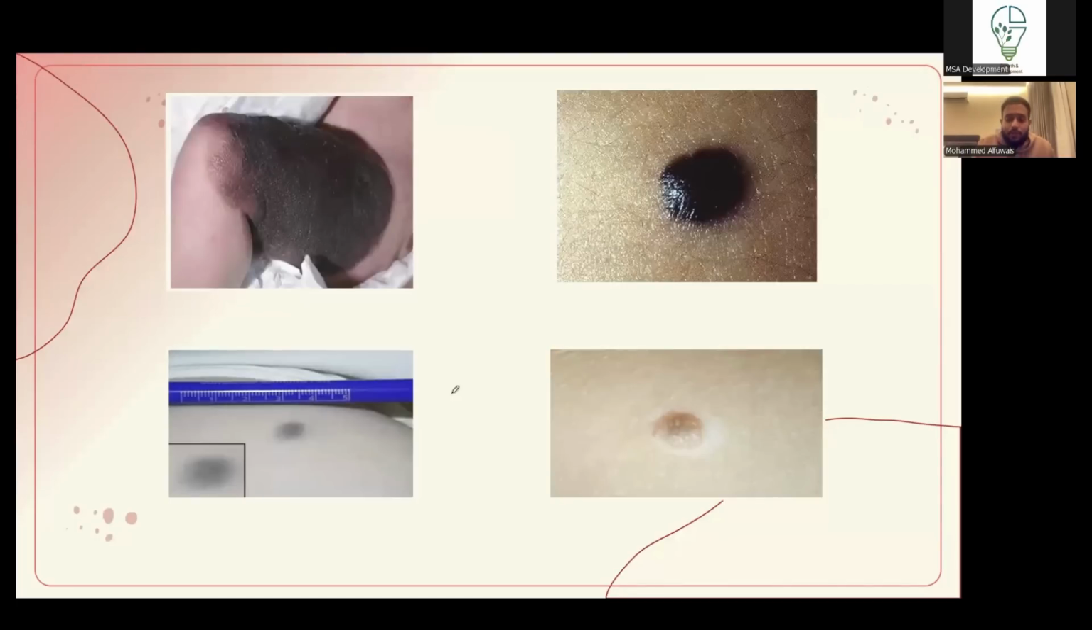Now, we have some nevi that we want to identify. Okay, you need to know what these ones are. Now, what if a baby is born with a mole, a large mole like this? What do we call this mole? Congenital. Okay, congenital nevus. Good. What is this one?